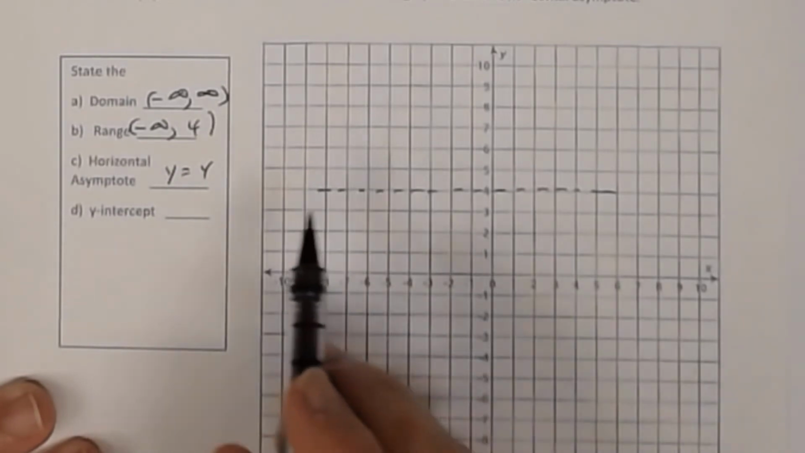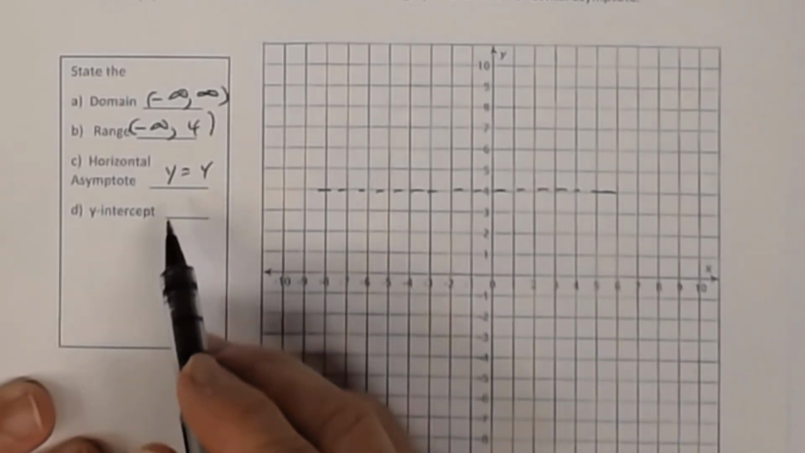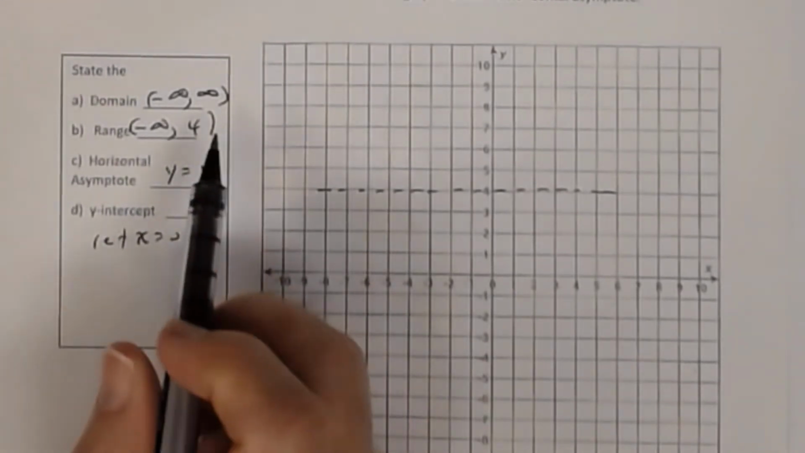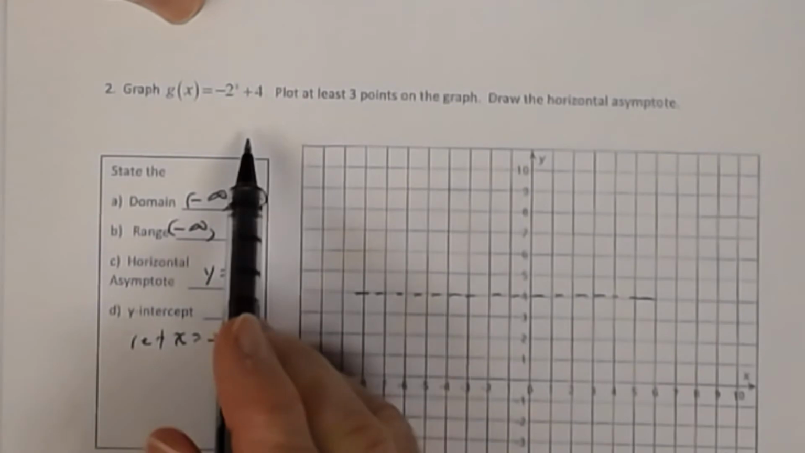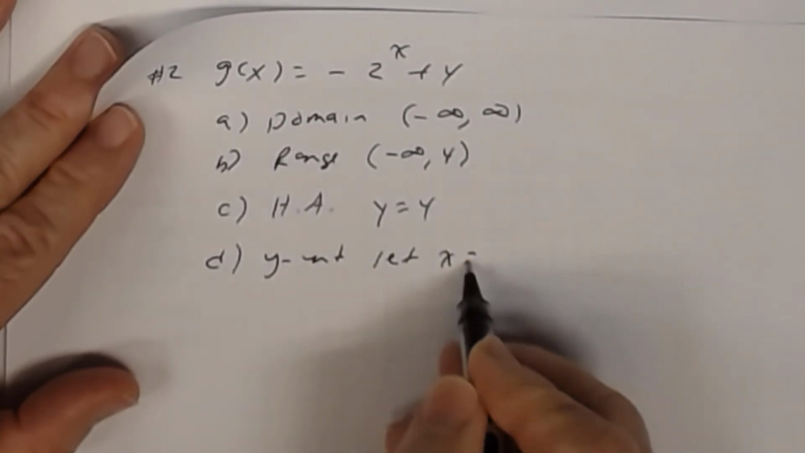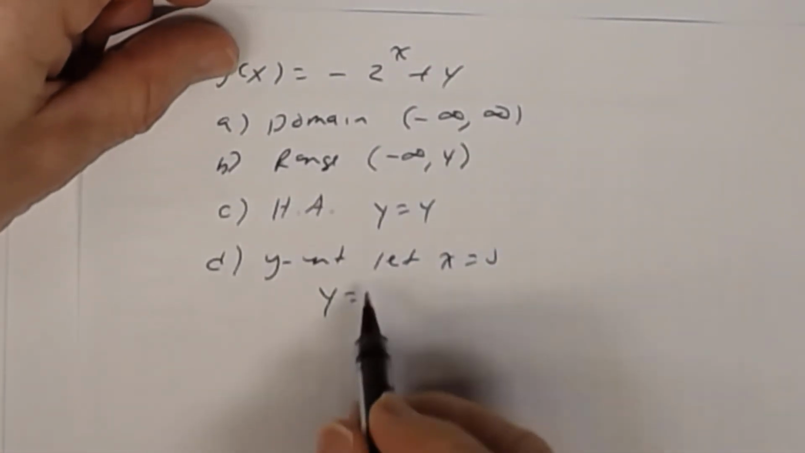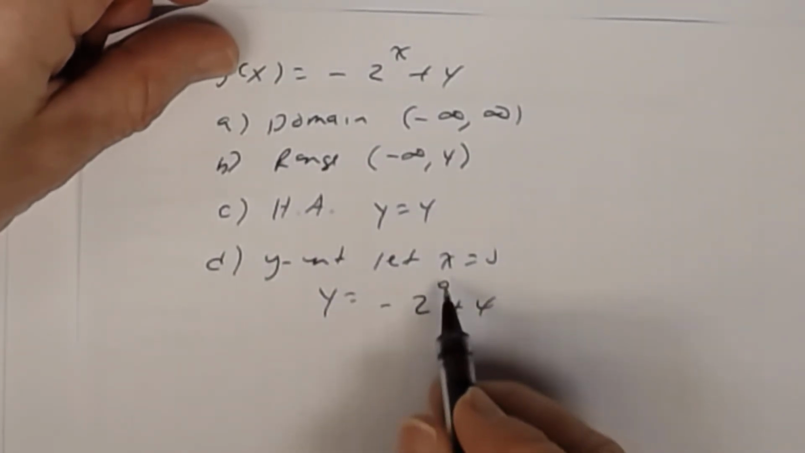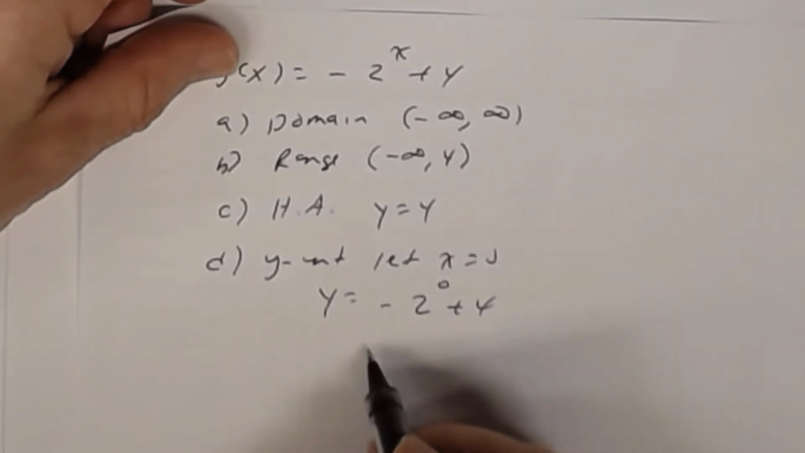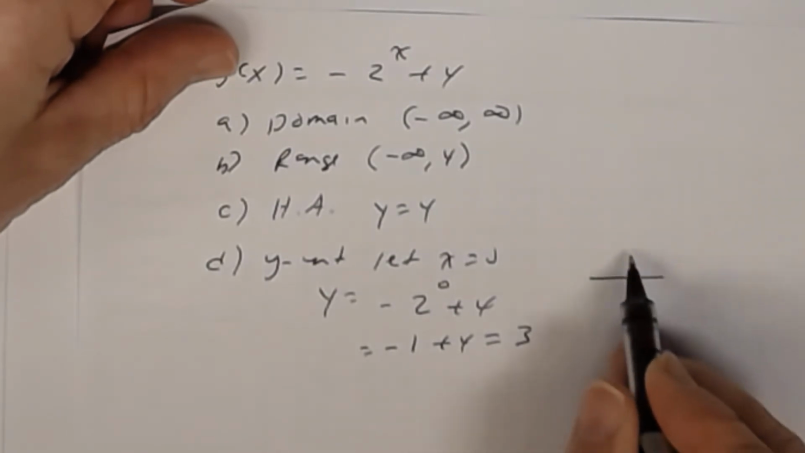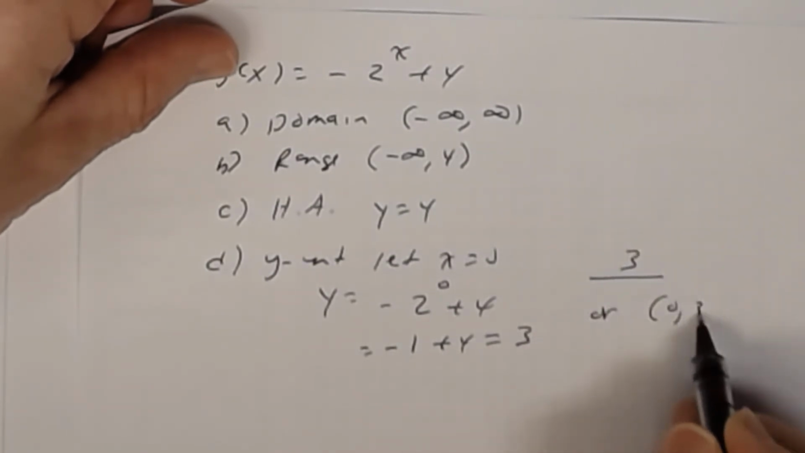All right, now let's first of all find the y-intercept. You're going to let x equal 0. Now be careful with that. Let me go ahead and write it on here. So we have y equals negative 2 to the 0 plus 4. 2 to the 0 is 1, so that's a negative 1. Make sure you understand that. Plus 4, and negative 1 plus 4 is 3. So my y-intercept is 3, or you can say (0, 3).